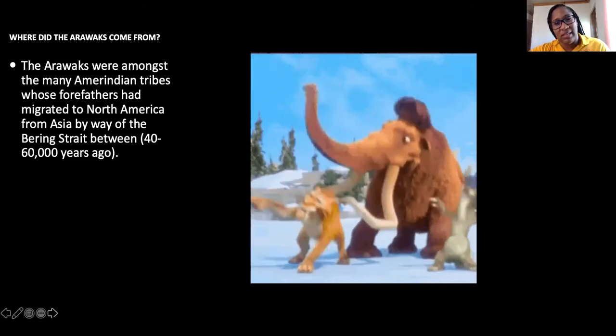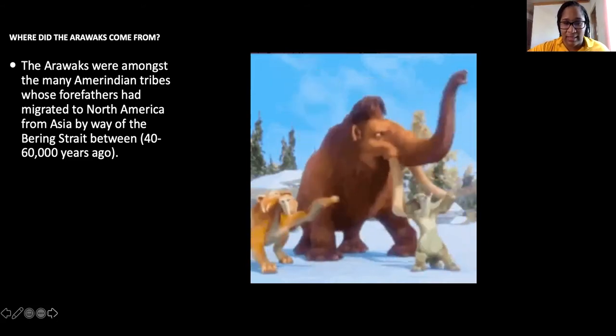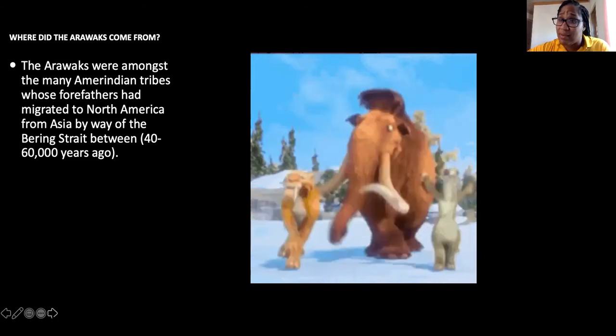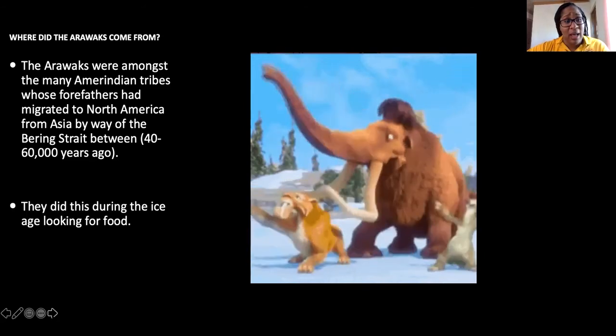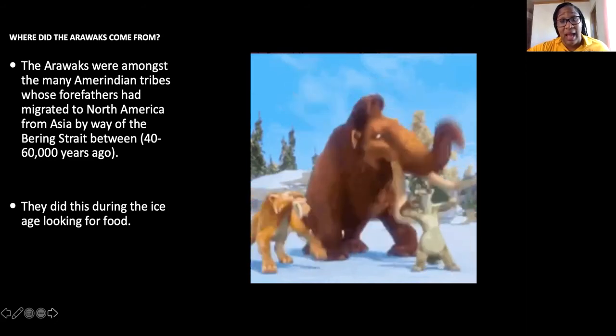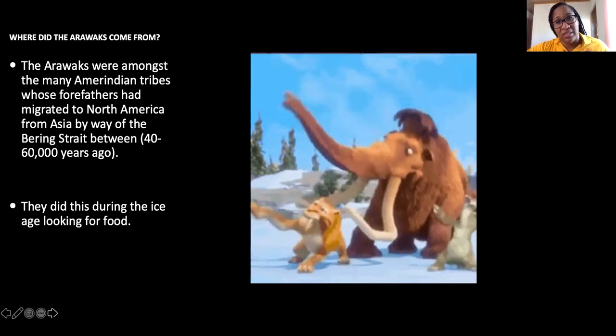And we know that the strait is a little piece of water. We remember that from our previous class. And between 40 to 60,000 years ago, none of us were even here, guys. Okay? And they did this during the Ice Age as they were looking for food. So they were in search of food. They were in search of a better way of life.